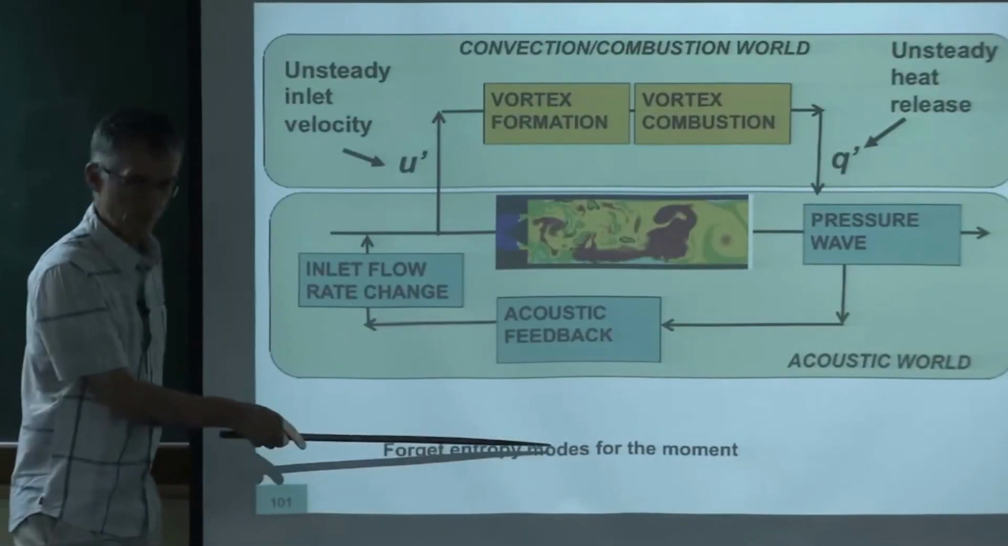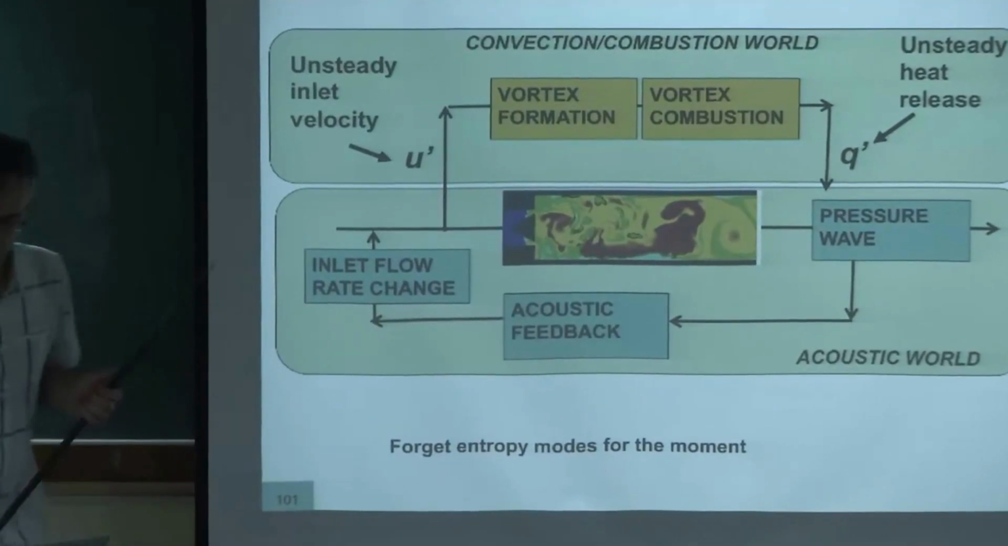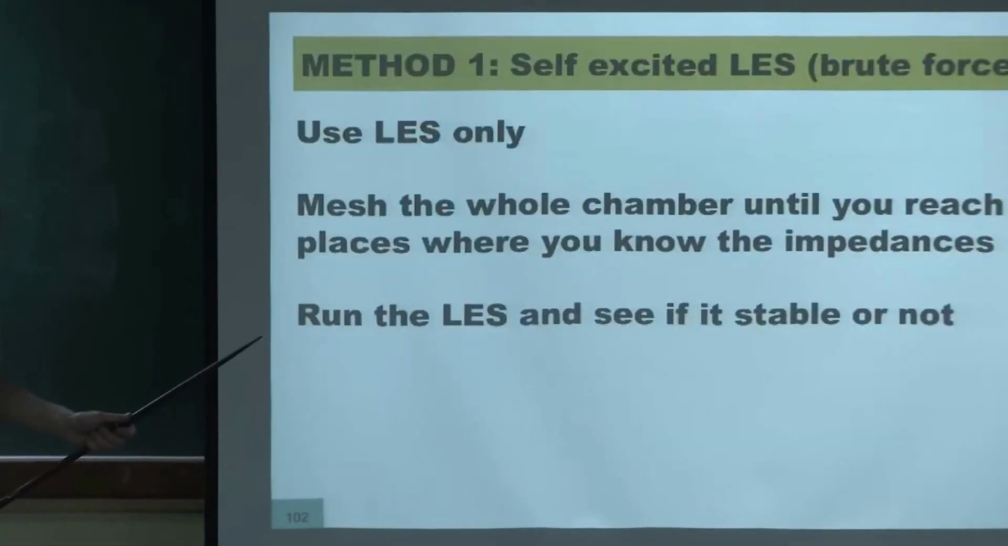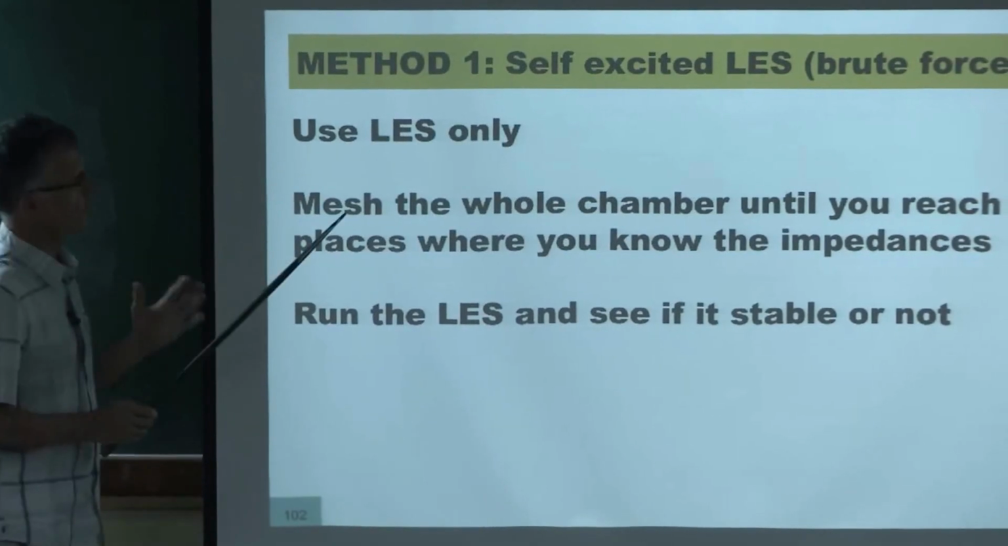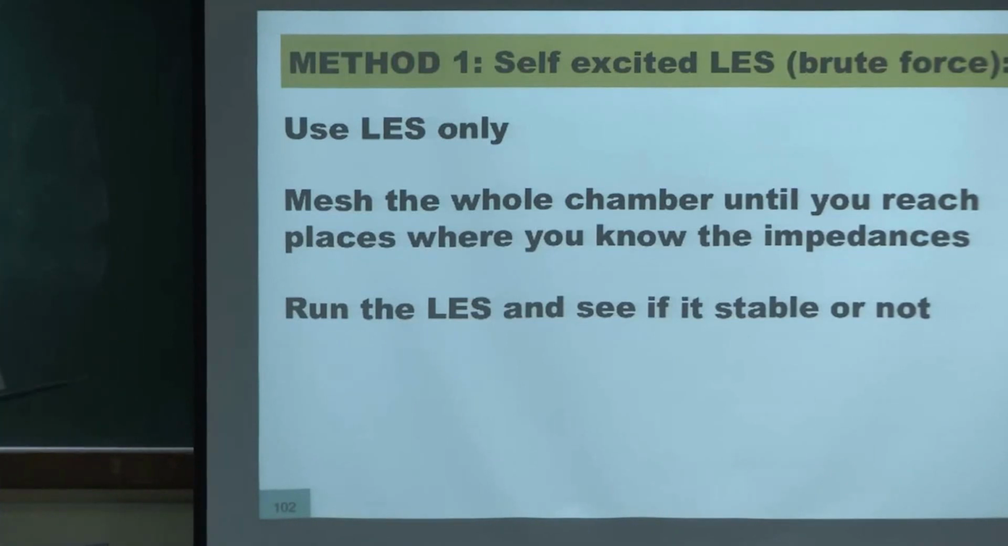So forget entropy modes for the moment. Okay, this is the loop we want to compute. I won't talk about the entropy modes for the next minutes. So the first method is really you use LES only. You don't use an acoustic code. You are very rich. You have as much CPU as you want.